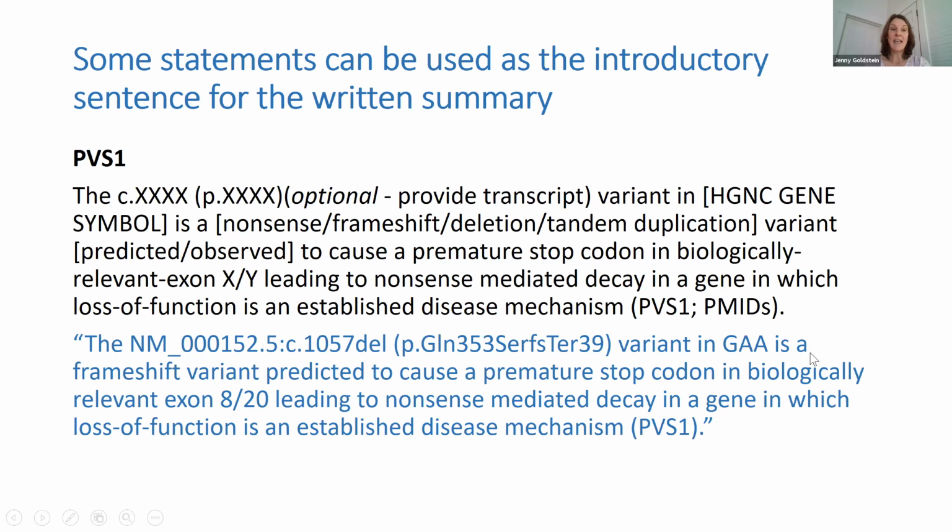So this variant in GAA is a frameshift variant predicted to cause a premature stop codon in biologically relevant exon 8 out of 20, leading to nonsense-mediated decay in a gene in which loss of function is an established disease mechanism. So this is our PVS1 statement, but it can also serve as the first introductory sentence for the final written summary. And we provided other examples of this as well. So for example, I think PM4 for in-frame insertions and deletions. We've provided a statement for missense changes as well, splice site variants, and so on.